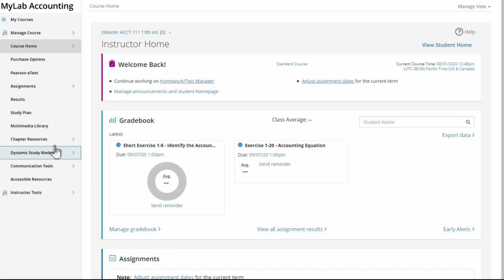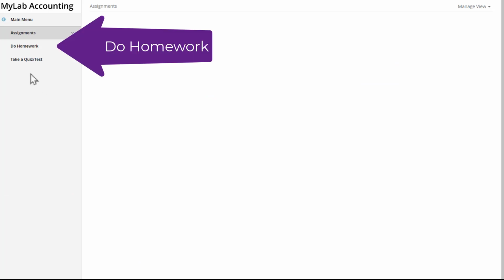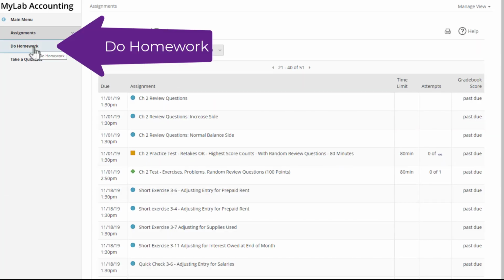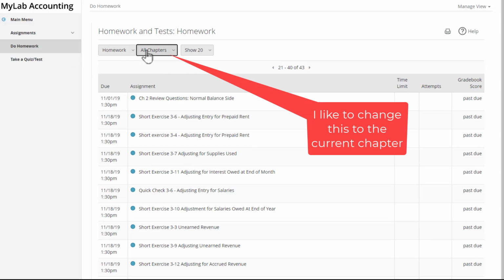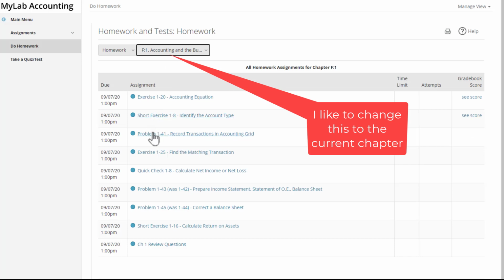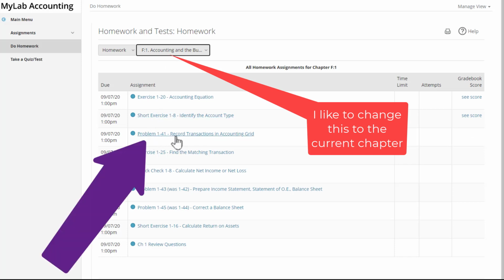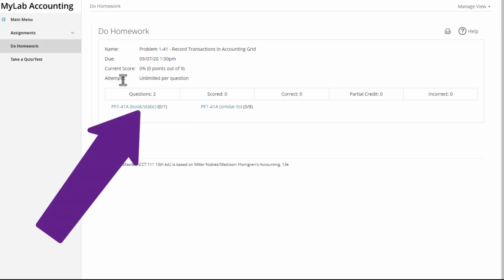So log into my accounting lab. We'll go to assignments, do homework, make sure it's showing chapter 1, and then we're going to do this problem 1-41, we're going to record transactions in the accounting grid. And make sure you click on the book static. As always, we'll be doing the book static one in these video demonstrations.